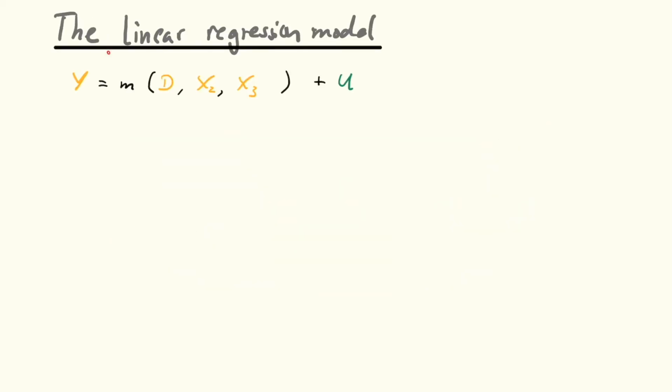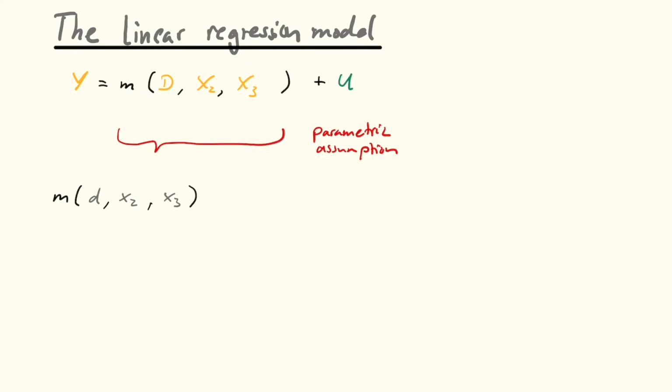Now we can finally discuss the linear regression model. For the linear regression model, we make one additional assumption. We assume that we have partial knowledge about M. While we don't pin down M completely, we assume that we roughly know its shape. Such an assumption is called a functional form assumption or a parametric assumption. In particular, we assume that we can write M as follows. M at arbitrary lowercase d, x2 and x3 can be specified as follows.